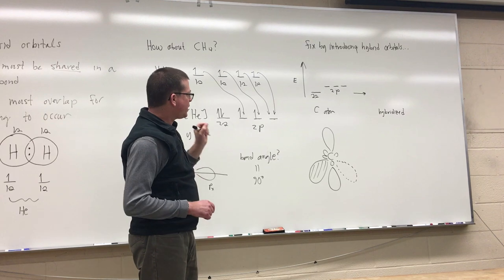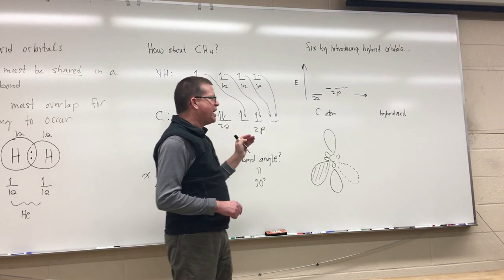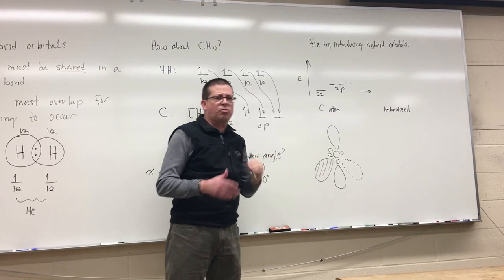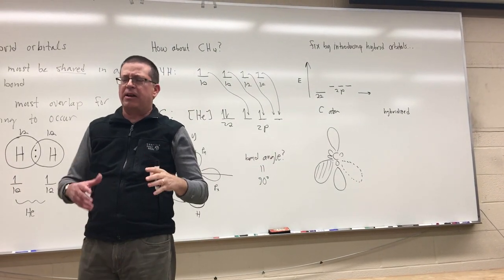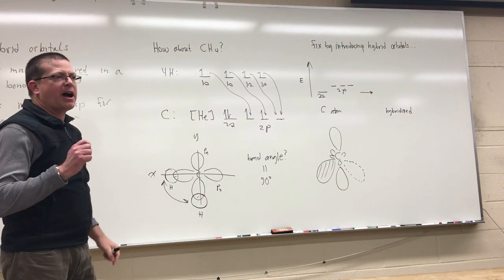All right? Now here's what I'm going to do. What I need to do is somehow arrange these in such a way that all those orbitals are equivalent, so now I can force them into the geometry that I want to force them into. So I'm going to make hybrids.